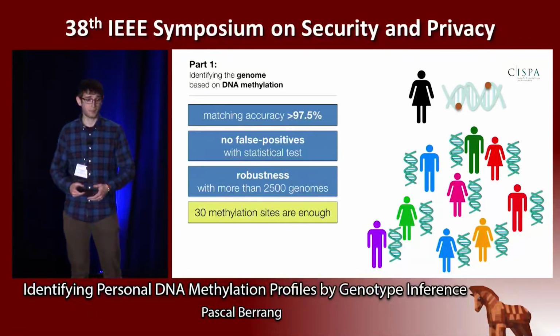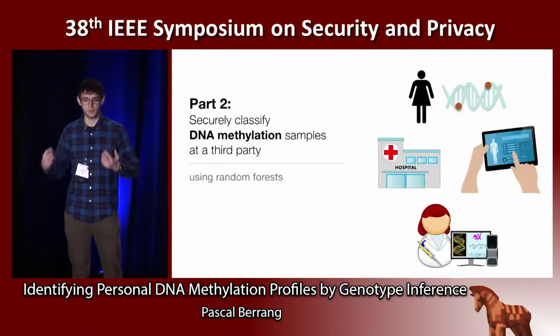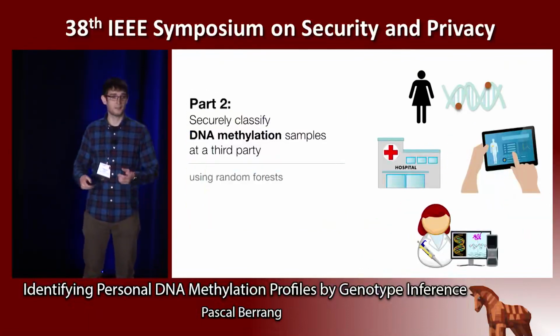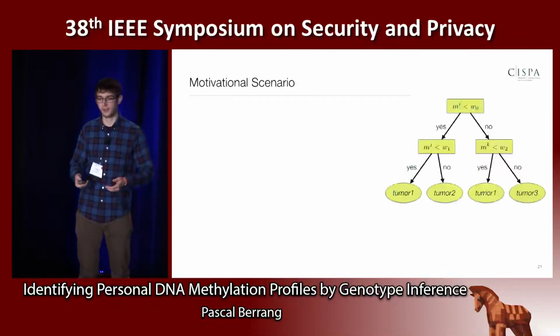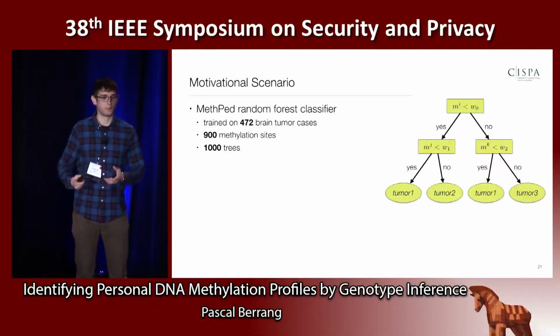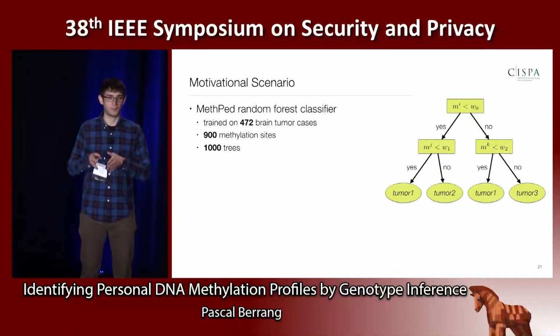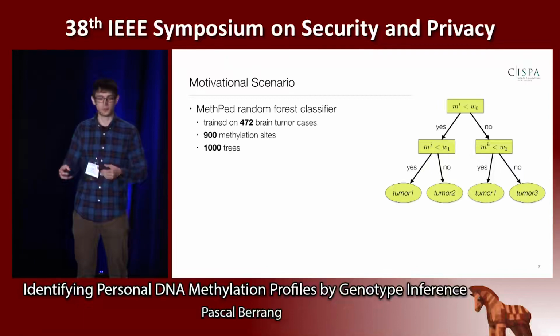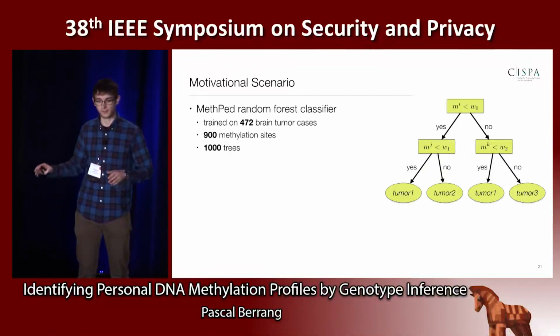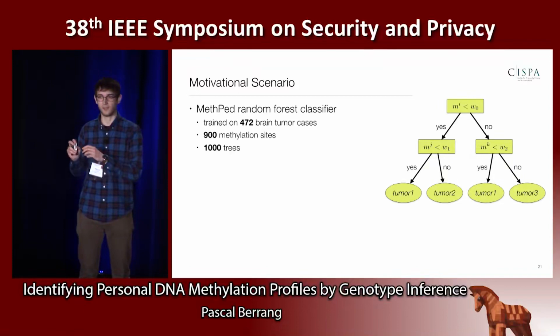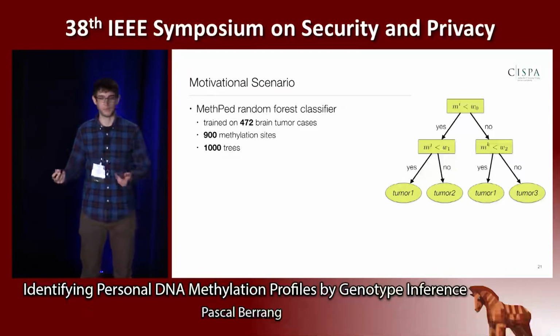Okay, this was then the motivation for the defense part. We looked at applications of DNA methylation in practice, and there is, for example, a random forest classifier that is used in practice. It's called MethPet. It is trained on brain tumor cases and is able to distinguish between different types of brain tumors based on DNA methylation profiles. It uses 1,000 trees, which all look very similar to the one on the right-hand side. So you always compare the methylation value at one position with a certain threshold, and depending on that, you follow a different branch in the tree until you get to a class label.